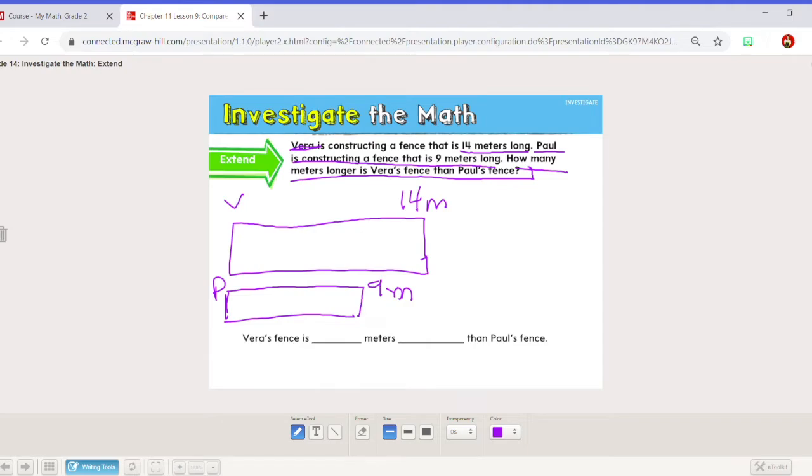So how many meters longer is Vera's fence than Paul's? It already gave us the hint of what word we're going to use. So Vera's fence is meters longer than Paul's. But now we need to find it by how much. To find that, we need to find the difference. You subtract the shorter fence from the longer fence. So 14 minus 9 is 5. Which means Vera's fence is 5 meters longer than Paul's fence.